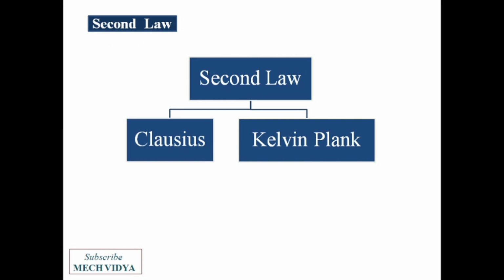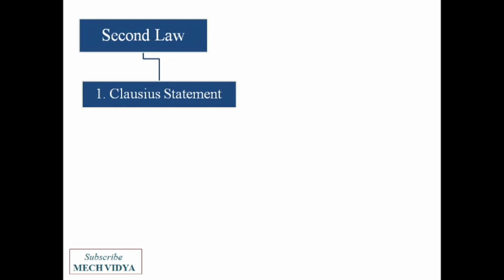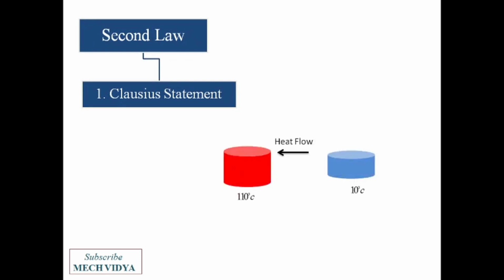The first one is the Clausius statement, and the second one is the Kelvin-Planck statement. So let us see what this is. According to the Clausius statement, it is impossible for a device to extract heat from a cold body and deliver it to a hot body naturally. That is, in a natural process, heat always flows from a hot body to a colder body. The reverse case is not possible.